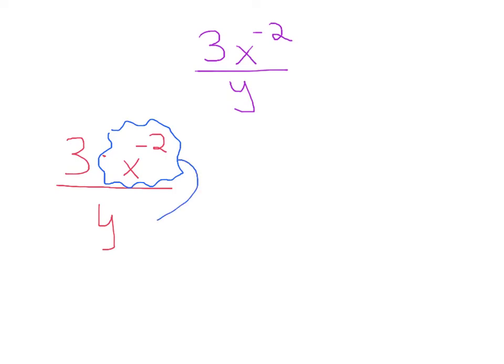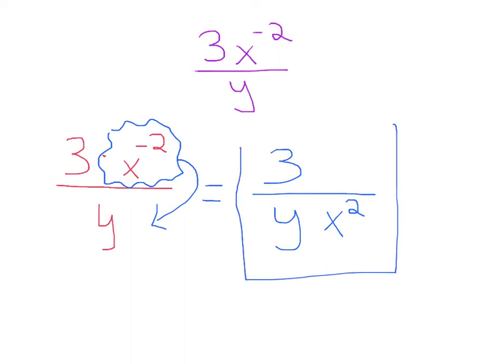So the only thing we have to worry about is what do we do with this part of it. We move it and you change it. It's in the numerator, so we have to move it to the basement and make it positive. But the 3 stays where it is. The y stays where it is. But now the x, now positive to the second power, is on the bottom. And there we have it. It's simplified without any negative exponents.